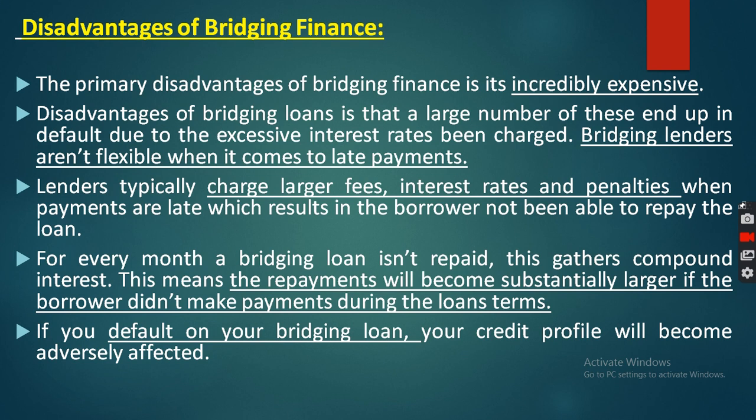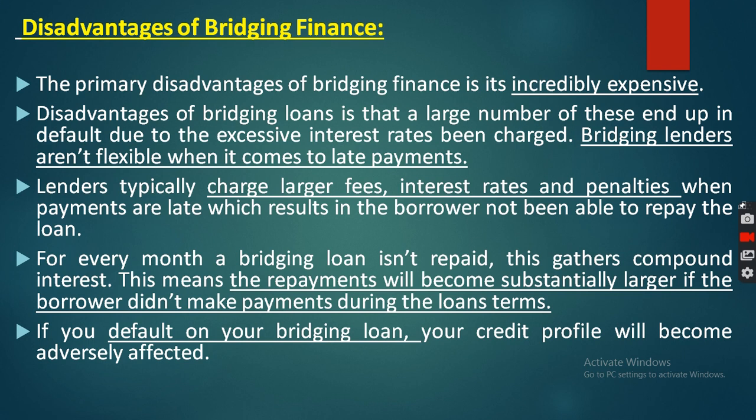Then the last one: if you default on the bridge loan. Default, if you, means the borrower, clear. Whenever you have taken a loan, there is a contract between two parties, that is lenders and borrower. The one who gives the loan is called the lender, and the one who needs finance is called the borrower. So if the borrower becomes a defaulter, meaning if you have taken a loan and you cannot pay the interest or installment on the loan, that is called a defaulter. Then it will definitely affect your credit profile, which will be adversely affected. Adversely means negatively. It will negatively affect your reputation and your credit worthiness.